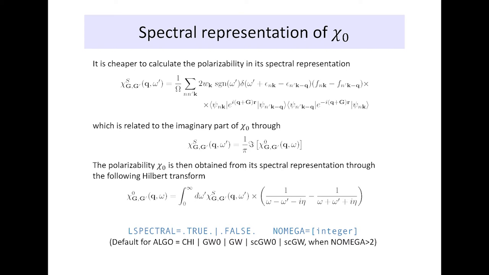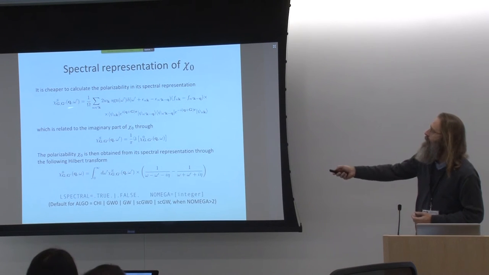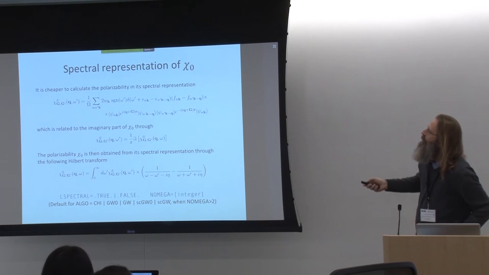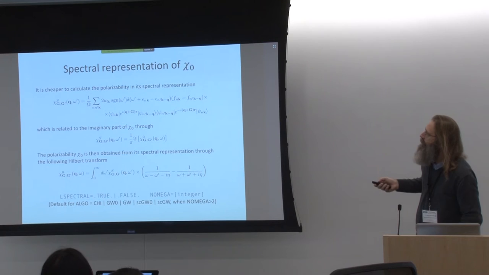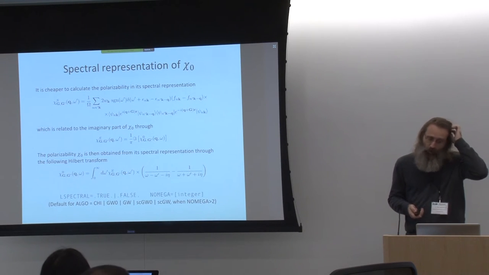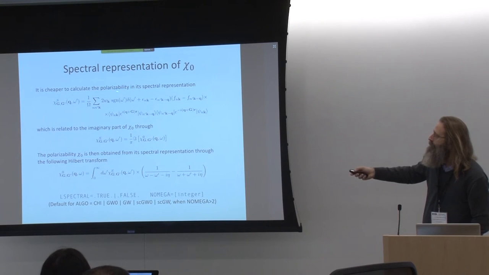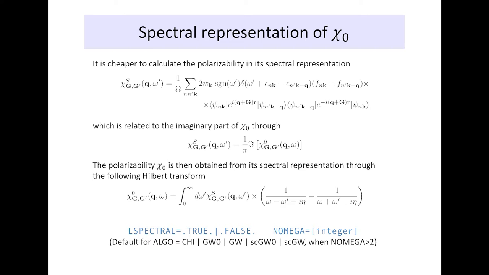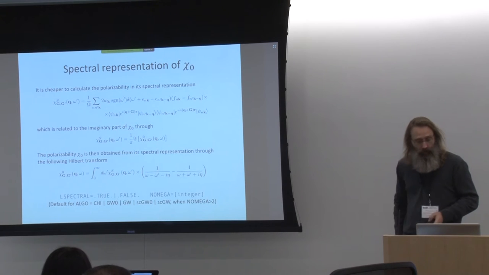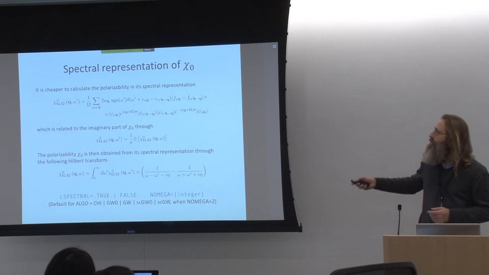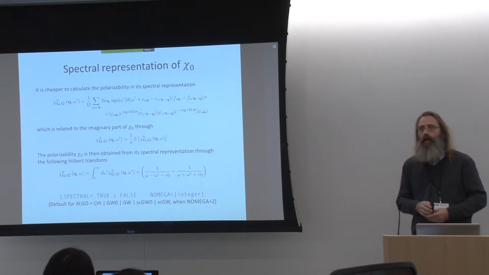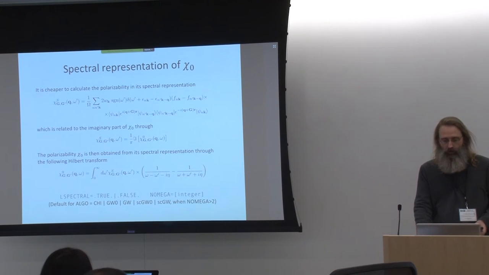Okay, so I'll skip this, because this is an implementational point: how we compute chi-naught using its spectral representation. This is computationally advantageous to do. You compute the spectral function, and then you get the imaginary part, and from a Kramers-Kronig transformation, or in this case a Hilbert transformation, you get the real part of the function as well. Anyway, I don't want to put too much emphasis on this, because we actually have a better algorithm now to do this, and that will be released pretty soon.